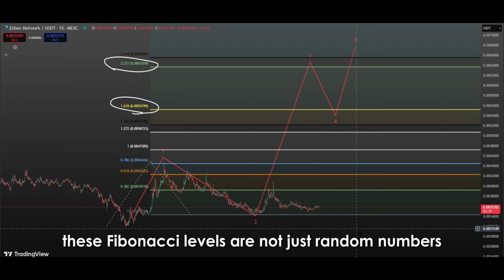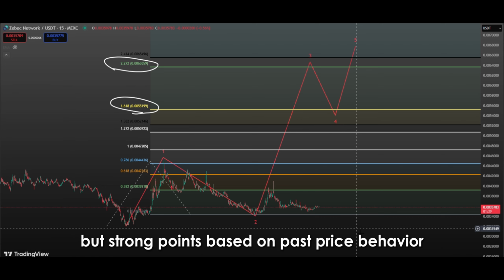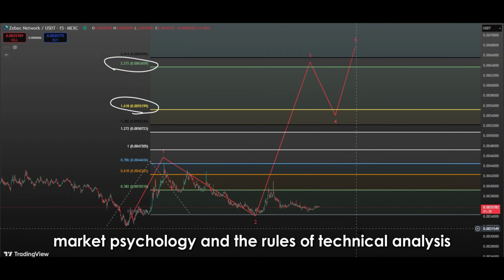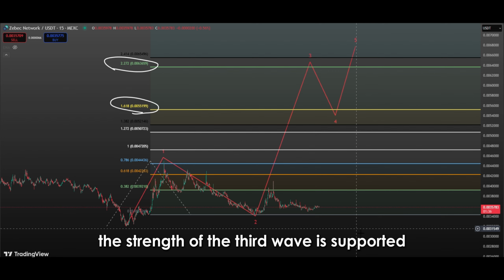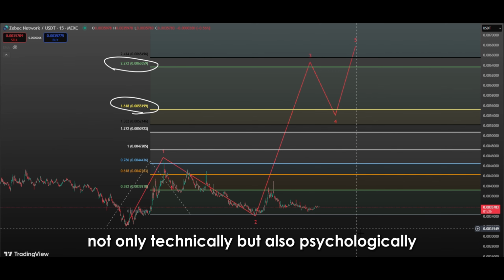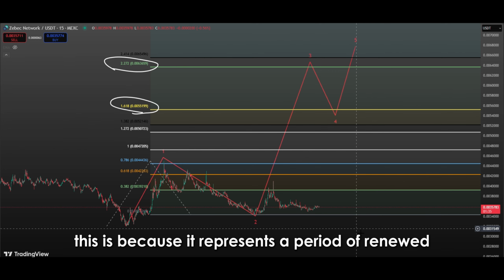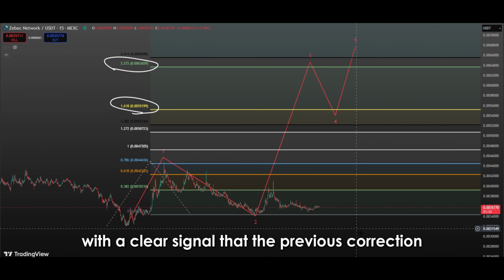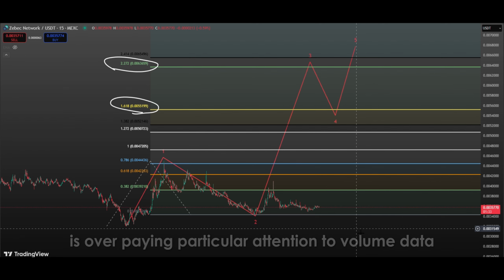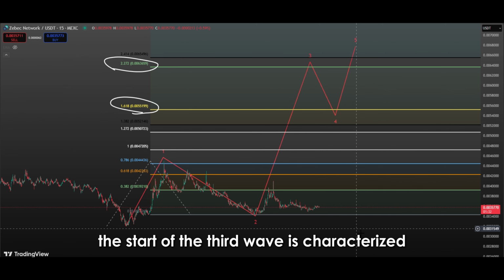These Fibonacci levels are not just random numbers, but strong points based on past price behavior, market psychology, and the rules of technical analysis. The strength of the third wave is supported not only technically, but also psychologically. This is because it represents a period of renewed market confidence and buyer dominance, with a clear signal that the previous correction is over.